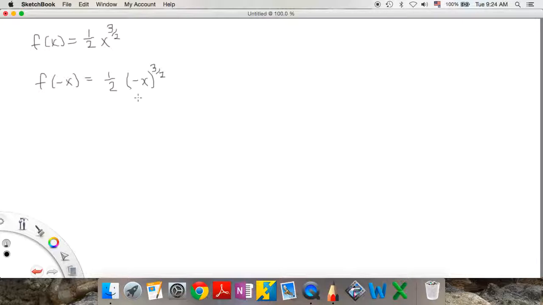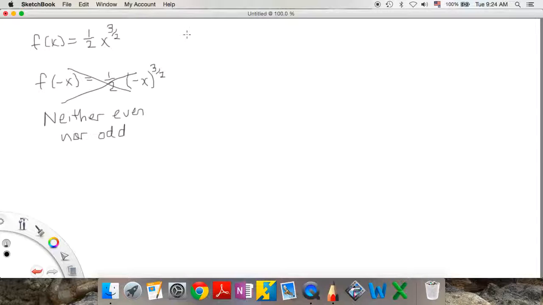Well, now we run into a problem. If we have a negative, remember, to the 1/2 power is a square root. If we're in the real plane, this isn't going to work at all. We can't have a negative x. So it's neither even nor odd.